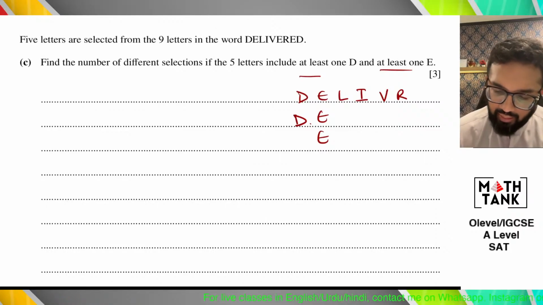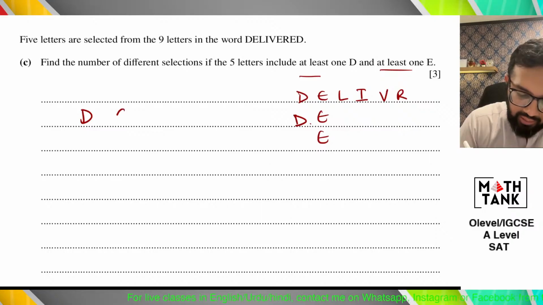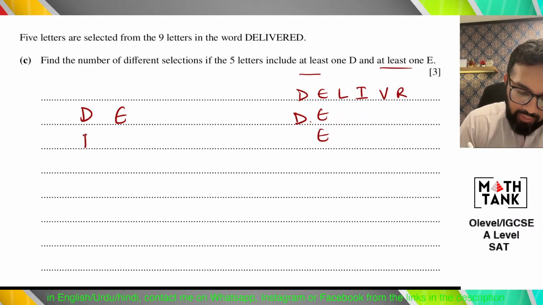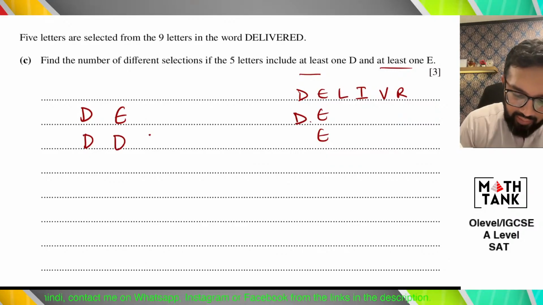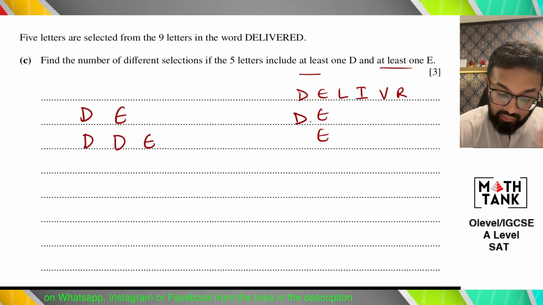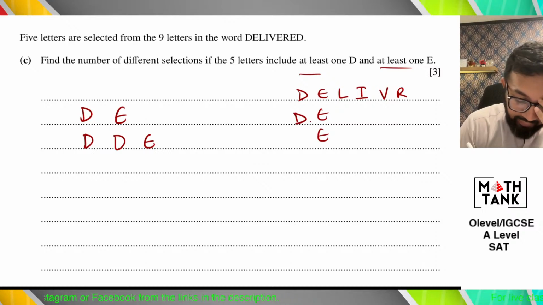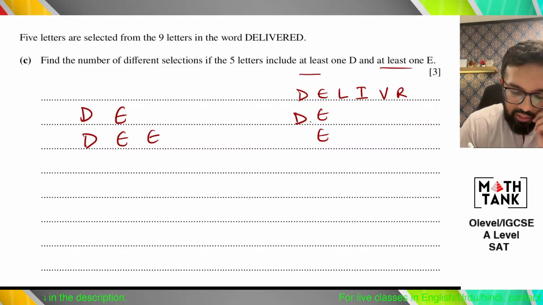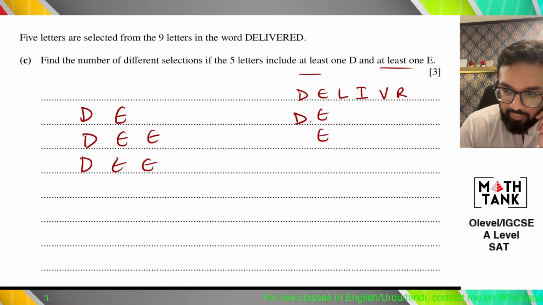Okay, at least one D and at least one E. So I could have two D's and one E. And I could have, let's just do cases for one D and two E and then three E.